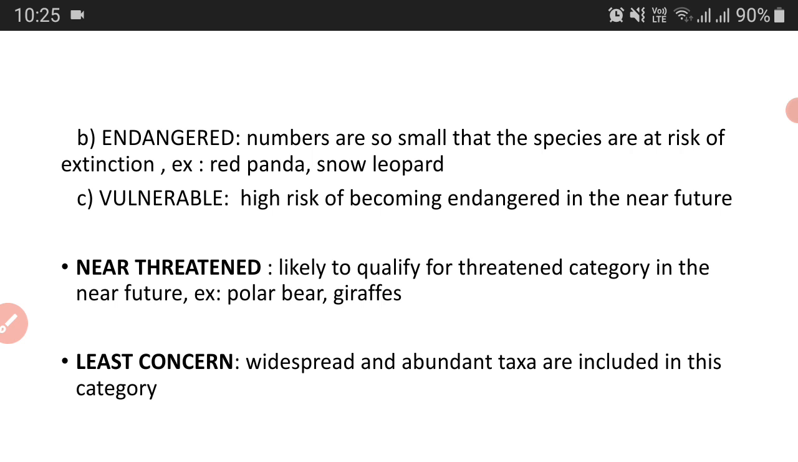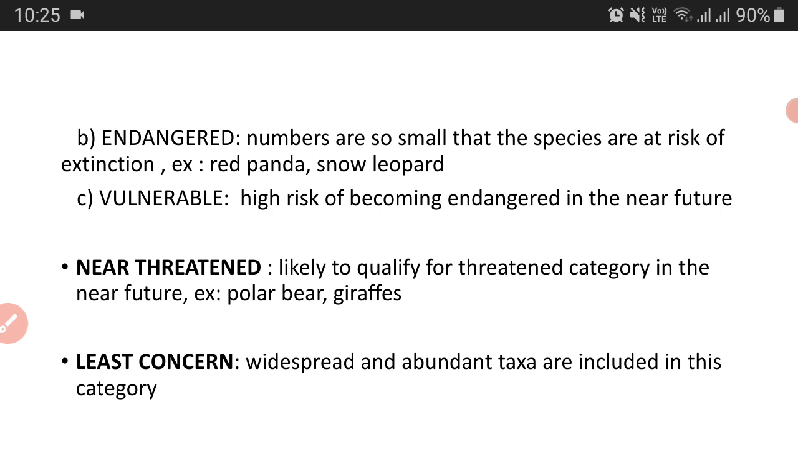Now let's talk about the last category, that is least concern. This category includes those species that do not qualify for critically endangered, vulnerable, or near threatened categories. They are widespread and they are abundant. So these are included in this category.